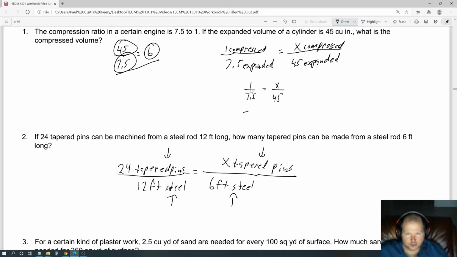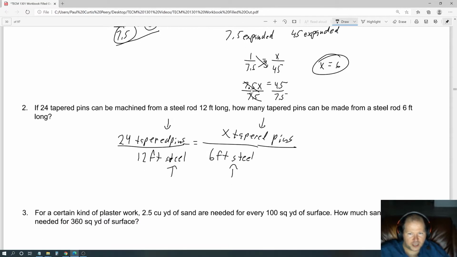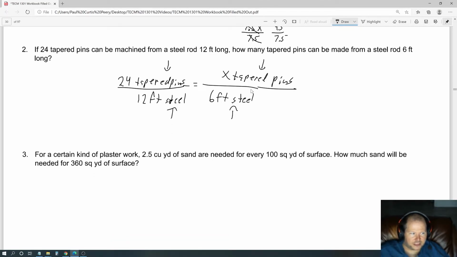At this point, you would just cross multiply. Right, so you're saying 7.5 times x, which gives you 7.5x. And then you'd say 1 times 45, and that would equal 45. At that point, you would divide both sides by 7.5. These would cancel out, and that would give you x is equal to 6, which is exactly what we got over there. Okay, so again, I labeled everything thoroughly, not because you have to. I'm just trying to make the point that you make sure your units match on the top and the bottom. If you can do that, then you probably set it up correctly, and then you can just cross multiply and divide.